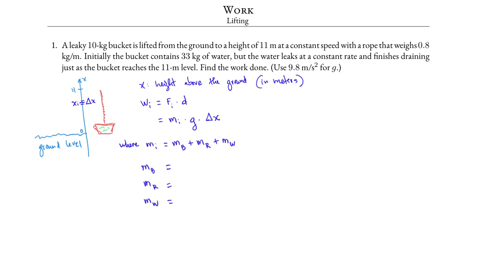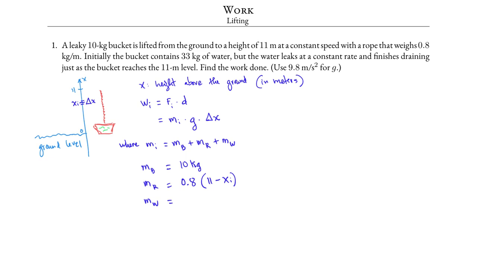The mass of the bucket is 10 kg regardless of where xi is. The mass of the rope is the mass of the remaining rope at the xi level. The remaining part of the rope is therefore 11 minus xi, and the rope weighs 0.8 kg per meter, and there are 11 minus xi meters of length left.